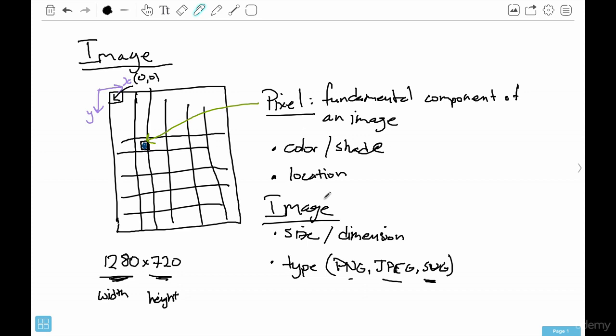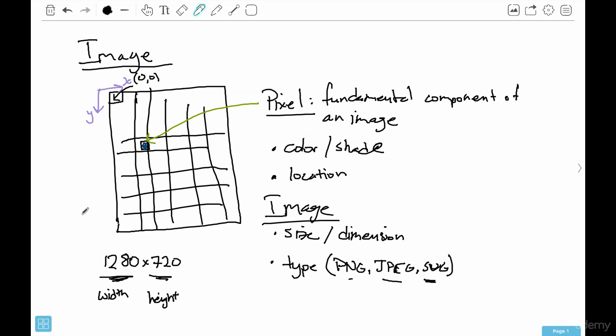But let me just recap what we talked about. In this video, we discussed what images are, and I mentioned that they're just a grid of pixels, and a pixel is like the smallest fundamental component of an image. You can think of it like an atom. You just can't break it down any further. And pixels themselves also have properties. They have color or shade, and they also have location within the image. And by location, I mentioned that the origin is actually at the top left of the image, where X goes this way and Y goes this way.